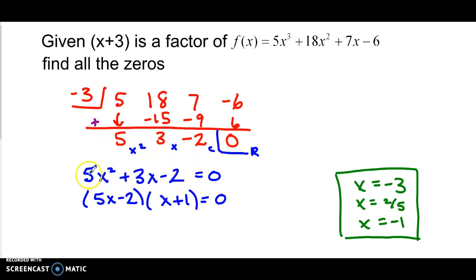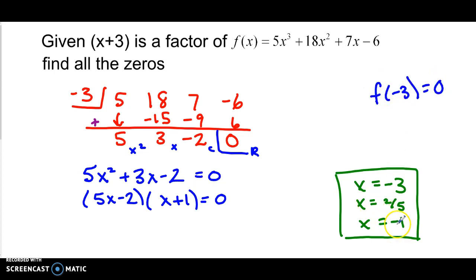So I get this quadratic, which I can factor, which gives me 3 of my zeros. Now, remember, it told me that x plus 3 is a factor. That's how we knew -3 was a 0. Also, notice what was our remainder when we divided by -3? 0. That also makes sense because if something is a 0, then its y value should be 0.